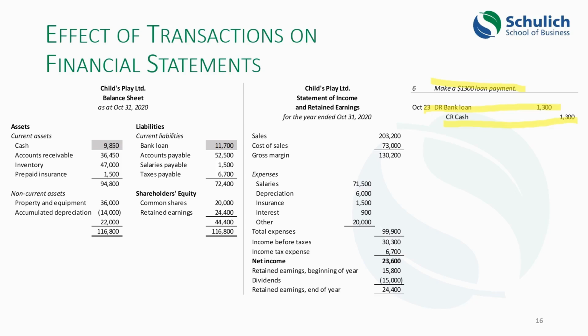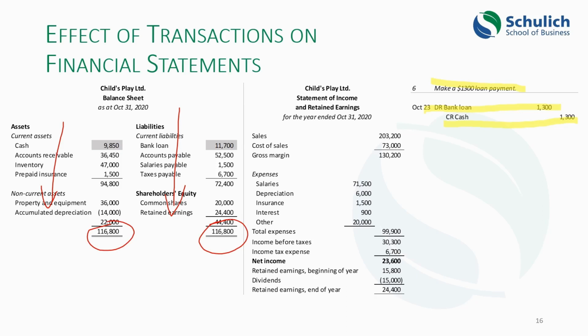And we're going to see then a decrease in cash because we've taken cash out and we've given it to the bank, reducing our obligation to the bank by $1,300. So everything stays in balance. We're going to have new balances down here that are slightly lower than when we started this transaction, but everything will stay in balance.